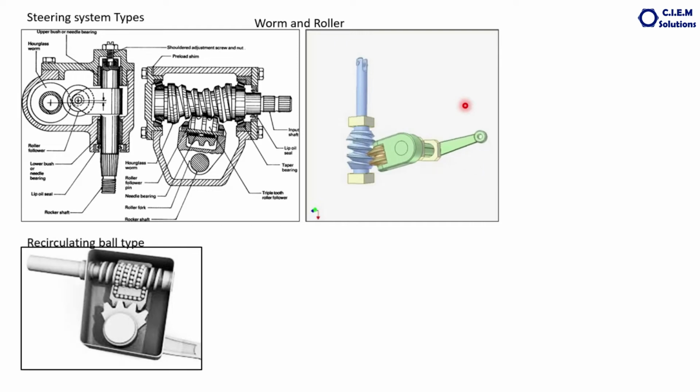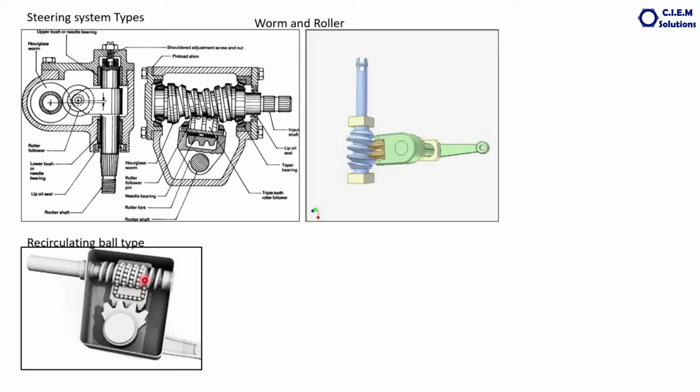And now it is the recirculating ball type. Again, there is a sector here. There are some steel balls inside the worm. There is a separate block. The purpose of these balls is mainly to reduce the friction and give the movement.